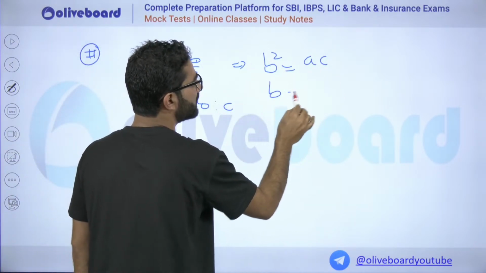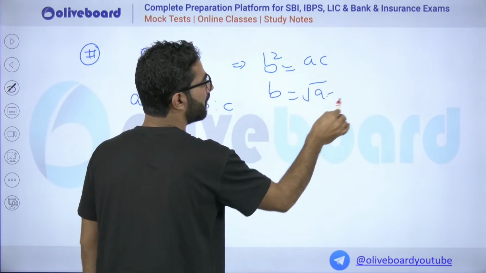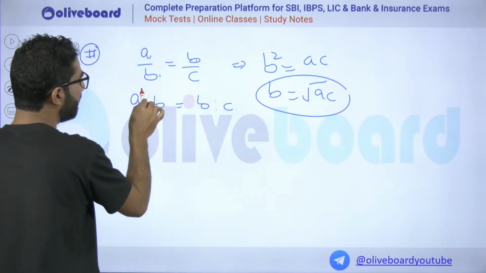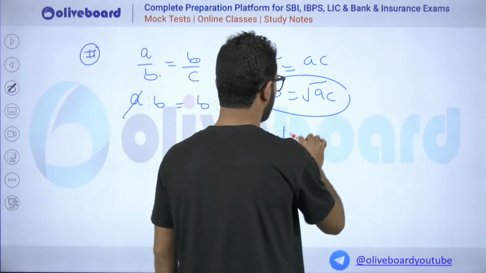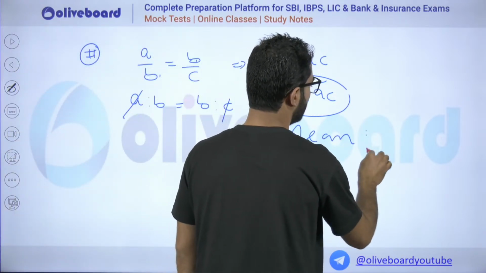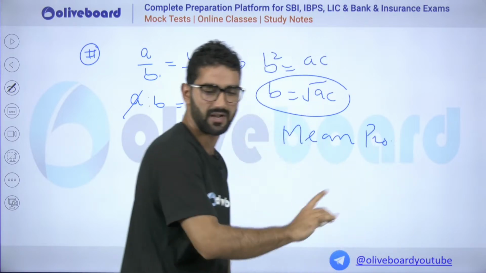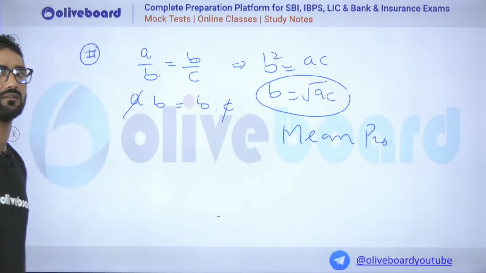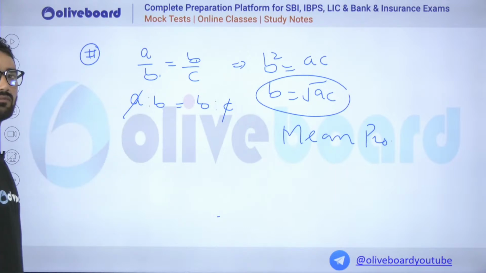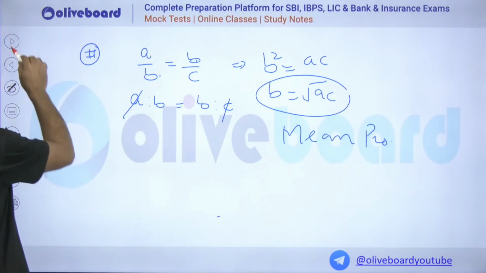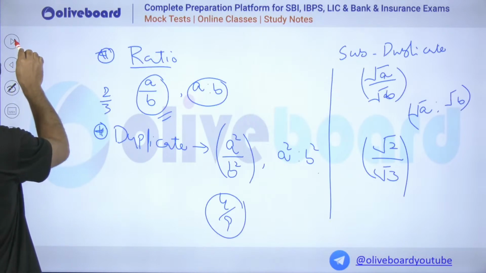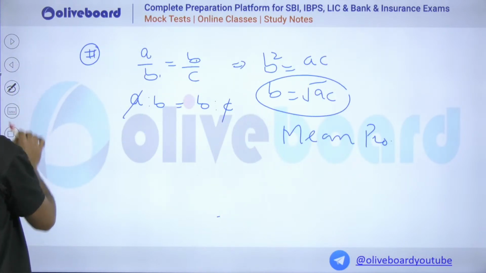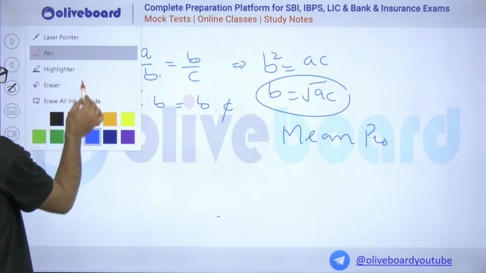So the mean proportion B is always calculated like this: we take the two end values, multiply them, and take the root. This will be the mean proportion. So whenever they ask this question, you can directly calculate. I will also show the numerical, how to calculate that one. Okay, we'll move towards the questions.